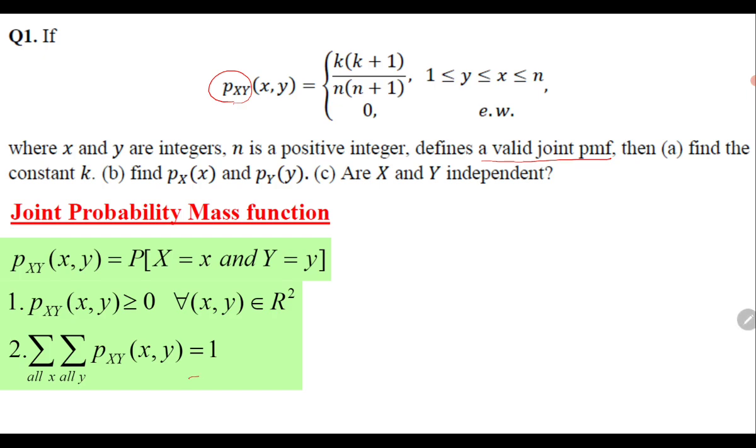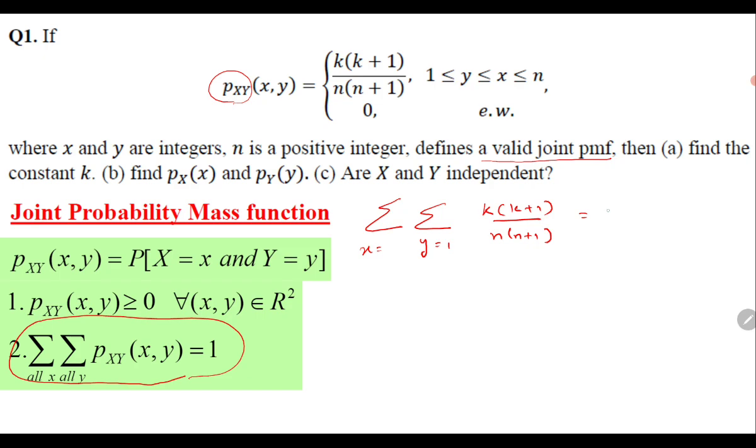So this is what we are mainly interested in: the summation over all x and all y of P of xy should be equal to 1. If I put the summation here, I can use either order, starting with x or y. If I consider y, then see what the limits of y and the limits of x are. k plus 1 over n plus 1, this should be equal to 1. Now y is moving from 1 to x and x is moving from 1 to n.